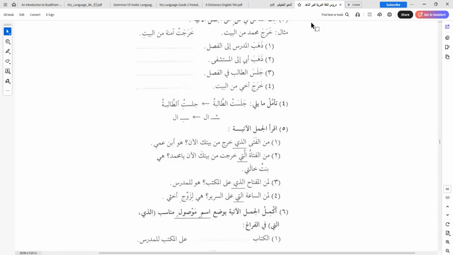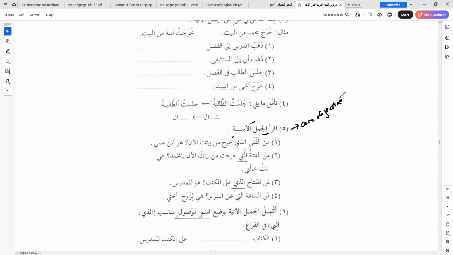Today we're looking at دروس اللغة العربية لغير ناطقين بها Volume 1. We're looking at lesson point number 5. اقرأ الجمل الآتية. Read the following sentences. But there's something very important here, the core objective.